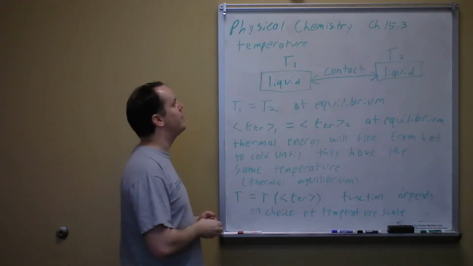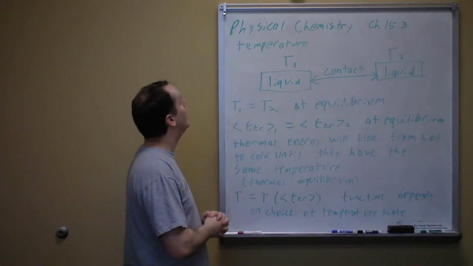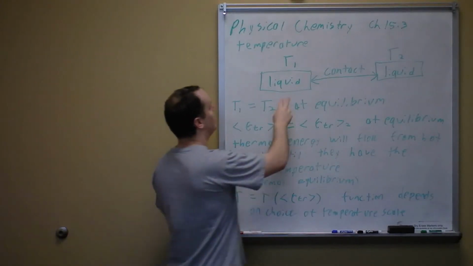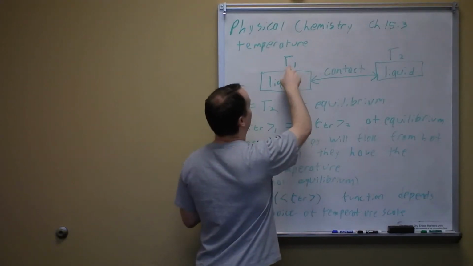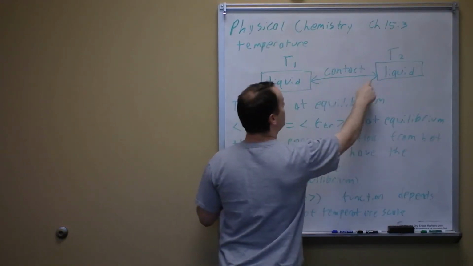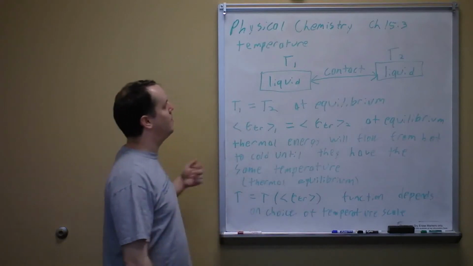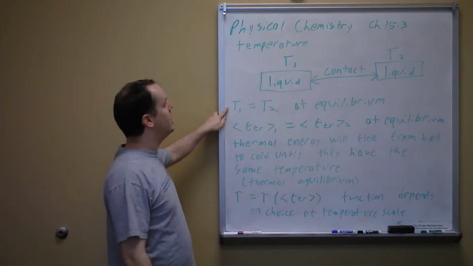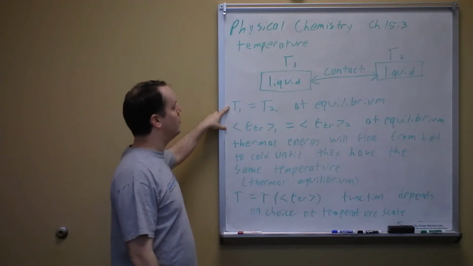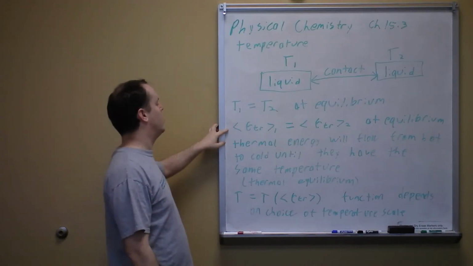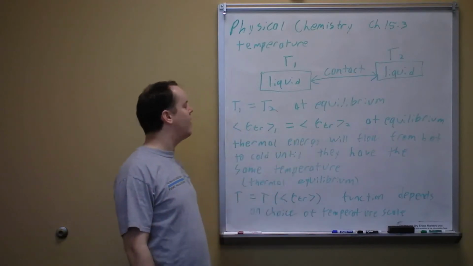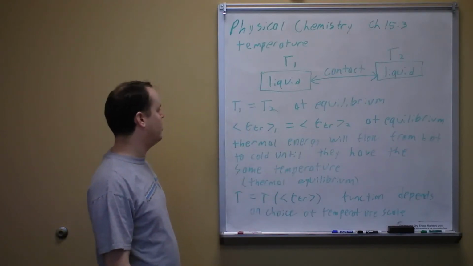We're in physical chemistry, chapter 15. We're beginning section 3 now. We're going to derive what temperature means. Now let's say we have two liquids here. One over here at temperature 1, and one over here at temperature 2. And they're in contact, so it's non-adiabatic. Energy can flow. Now we know at thermal equilibrium, temperature 1 is going to equal temperature 2. We also know that at equilibrium, the average translational energy in system 1 is going to equal the average translational energy in system 2.